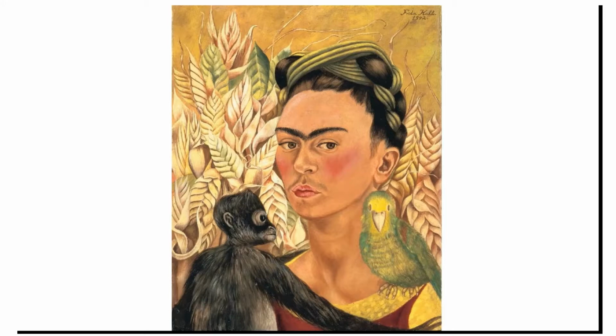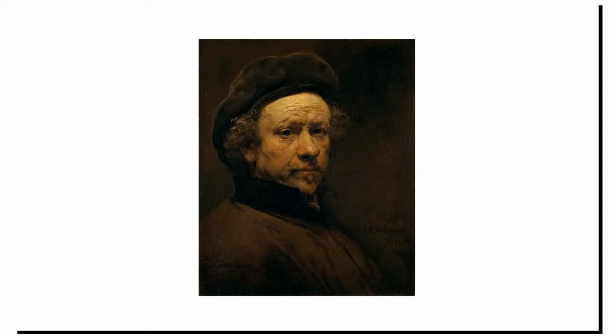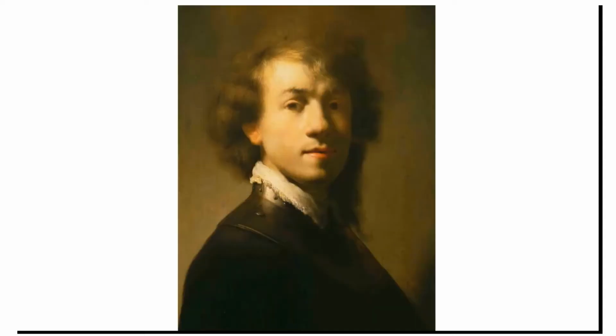Another one with Frida. We've got a lot of different plants. This time looks like wheat that they make bread out of, and a monkey this time, so that's pretty exciting. And here's a very dark portrait by Rembrandt. Lots of great shadows here. And we're going to finish with this one of Rembrandt as a young man. Again, great use of shadow, very soft shadows, and it looks very realistic. Excellent job, Mr. Rembrandt.